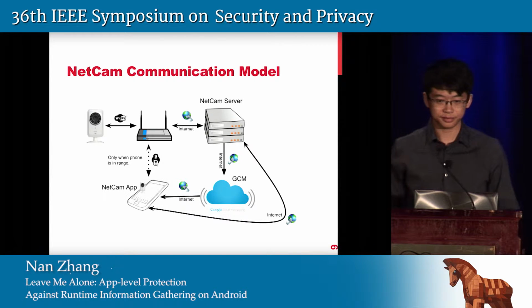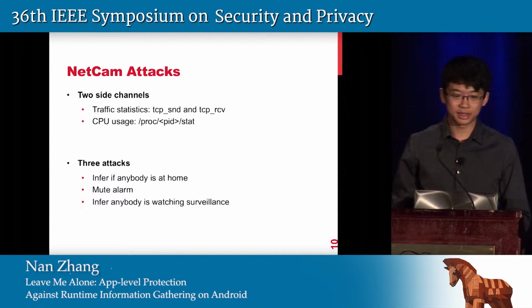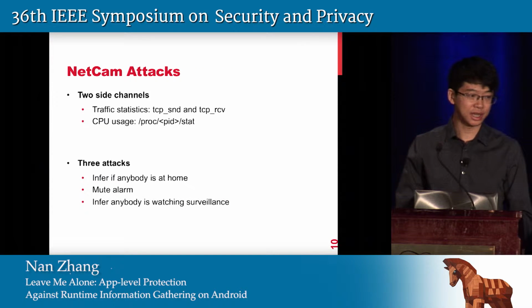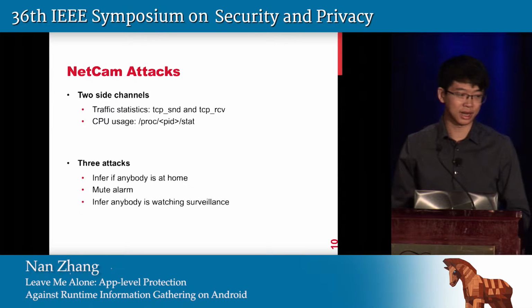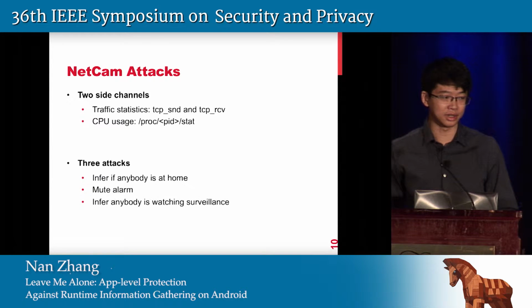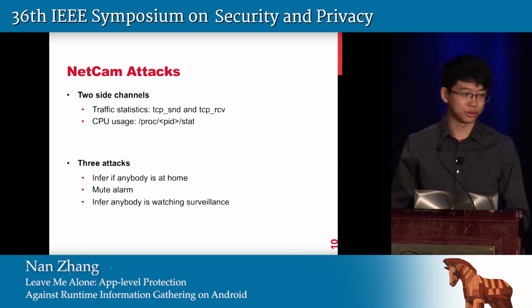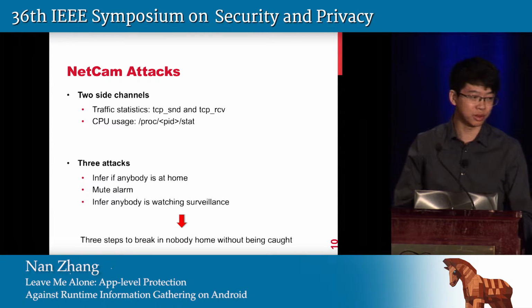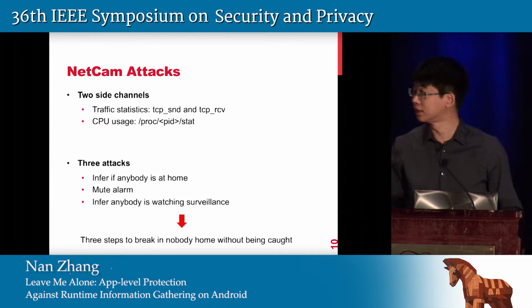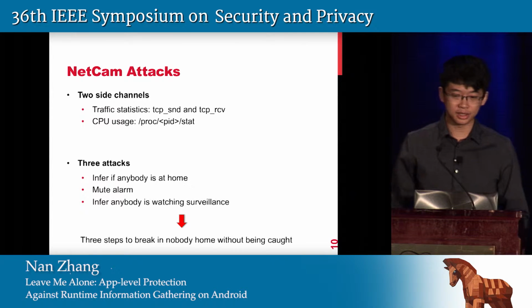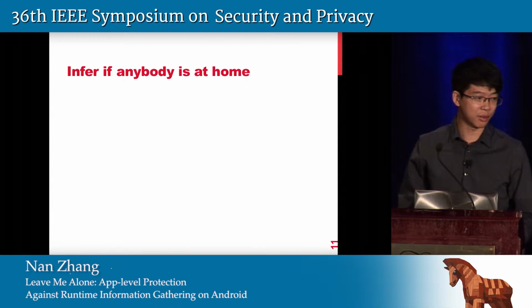With this model in mind, two side channels could be utilized to infer information about IoT devices, and enable three attacks that could let a burglar break into a home with nobody there without being caught at the scene. Let me elaborate on each attack one by one.